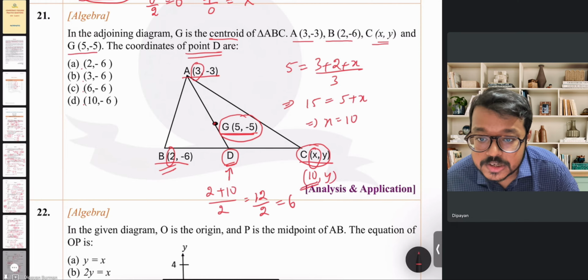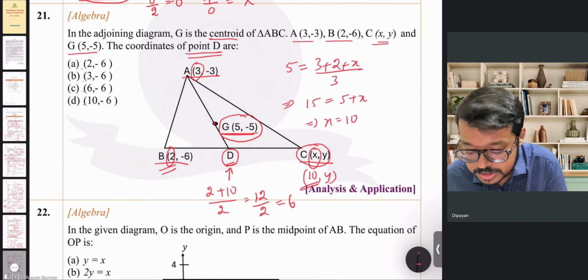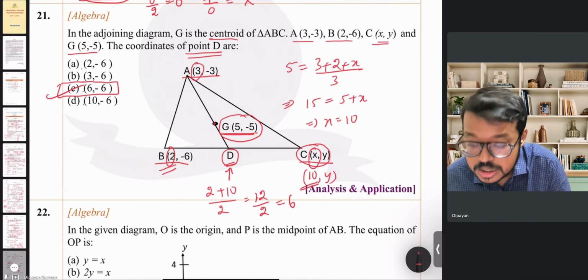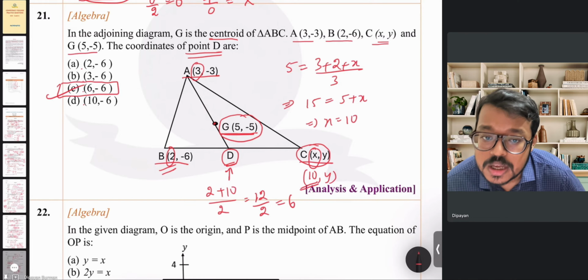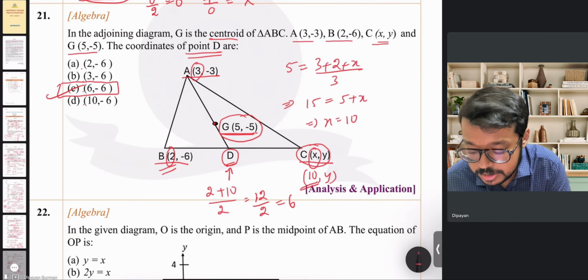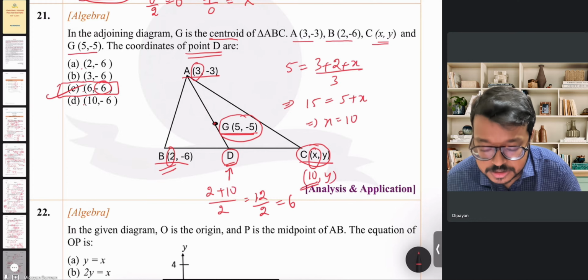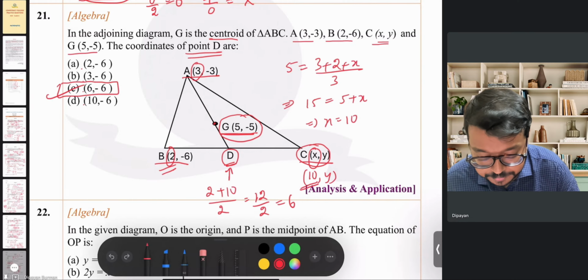So the x coordinate of point D is 6, and out of the options only one has that, which is option C. So option C has to be correct. If you even calculate the y coordinate, you will see that it will be minus 6. Anyway, all four options have y coordinate minus 6, so that will have to match.